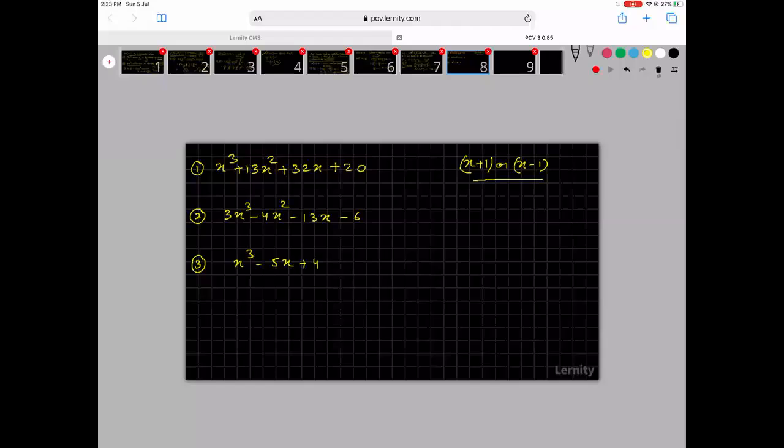So if I have to check quickly, then what do I see? I see that in this case, the coefficient here is 1, coefficient here is 13, 32 and 20. So 1 plus 32 is equal to 13 plus 20. So what does it mean? It means that this is divisible by x plus 1.